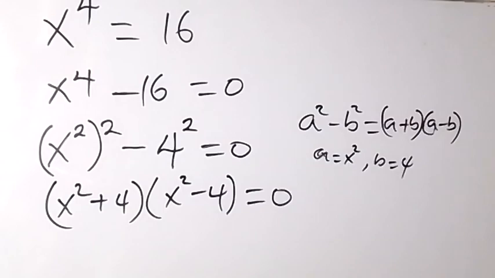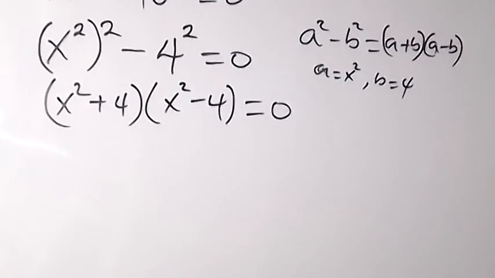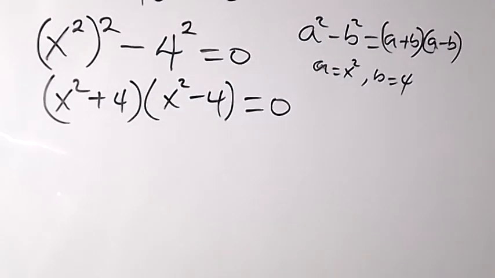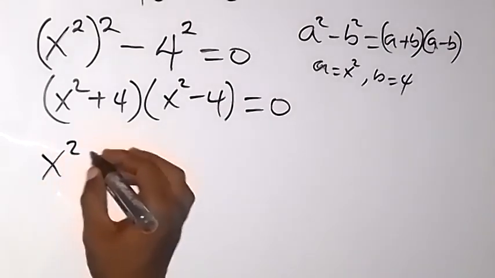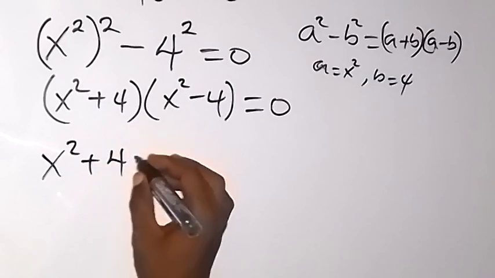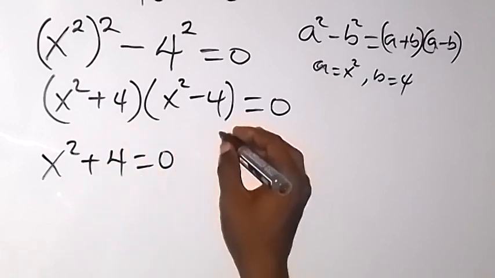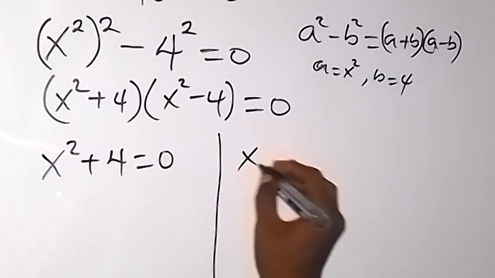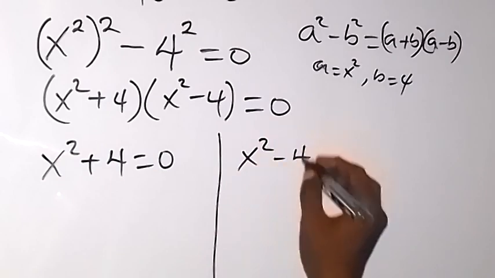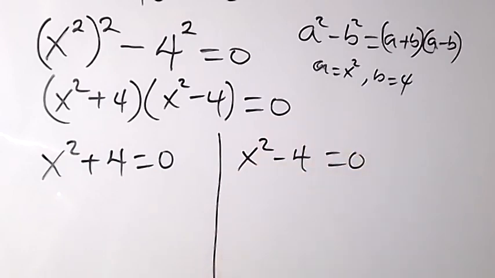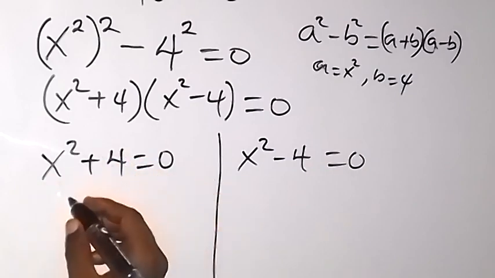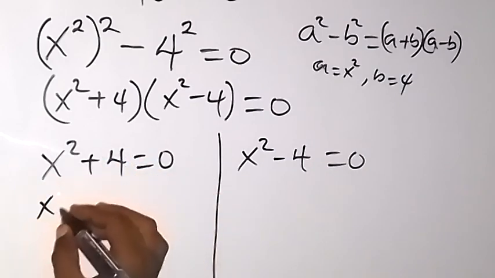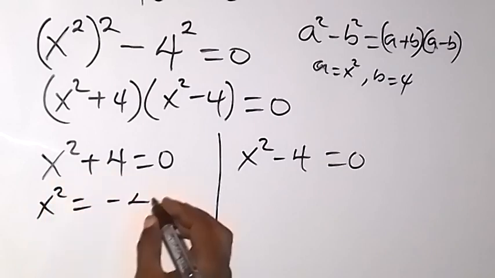Now we have two solutions here. The first one, we have x squared plus 4 equals to 0. And the second one here, we have x squared minus 4 equals to 0. From here, we can solve this by taking plus 4 to this side, it becomes minus. We have x squared equals to minus 4.